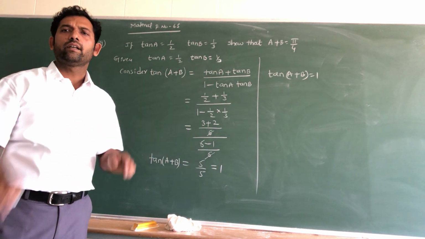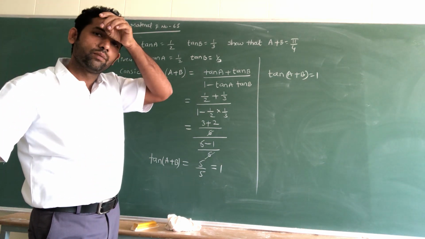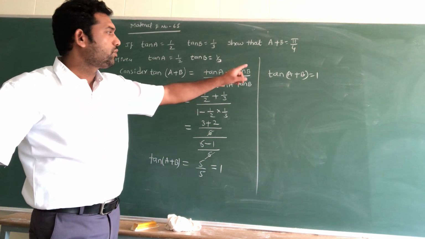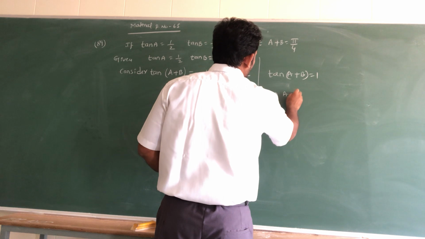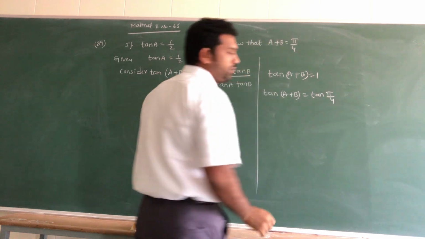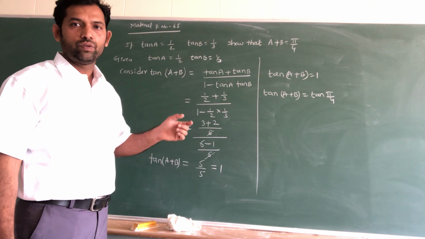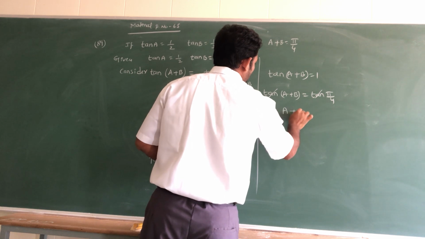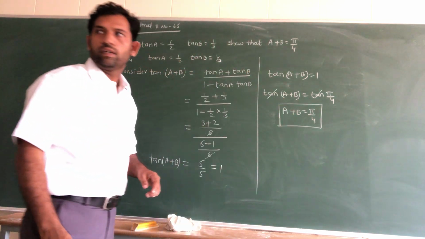Now in the tan row of the standard values table, you see that 1 is equal to tan pi by 4. Pi by 4 means 45 degrees. So 1 is equal to tan pi by 4. Tan cancels on both sides. Remaining, A plus B equals pi by 4 is your answer.